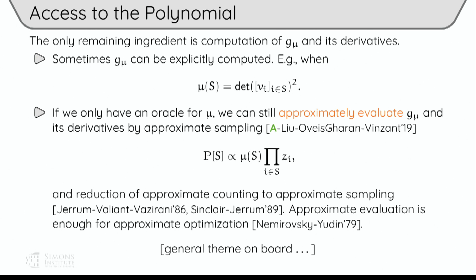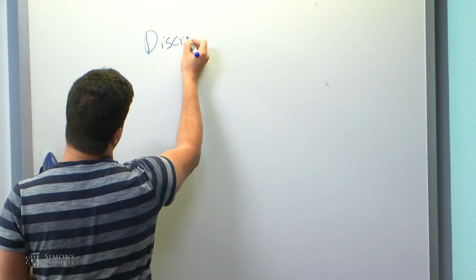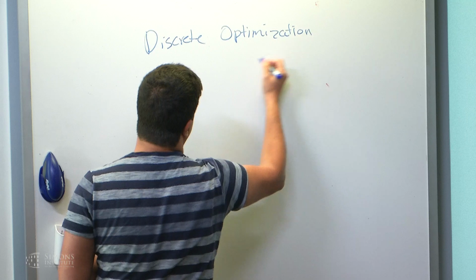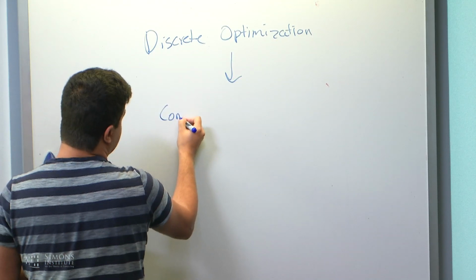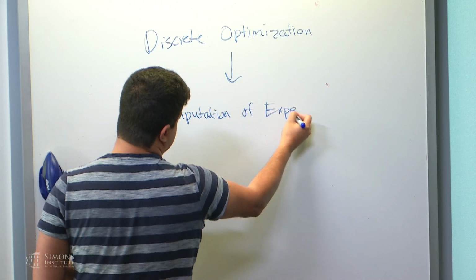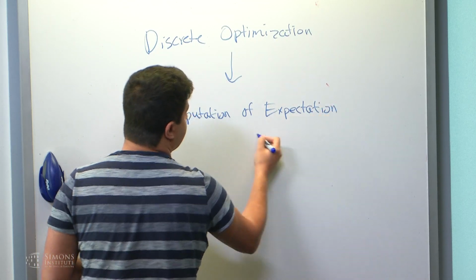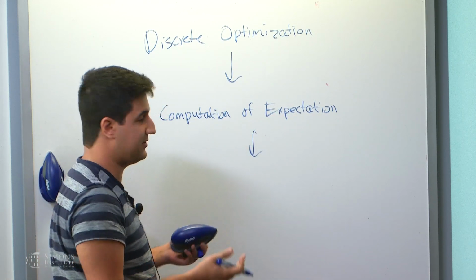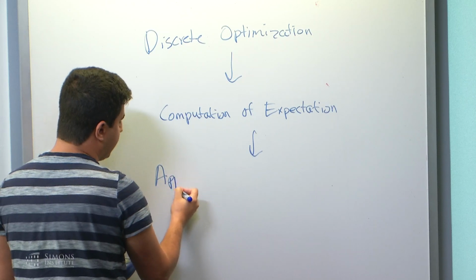But notice that what we did was we tried to basically solve a discrete optimization problem. And we reduced that basically to a counting problem, so basically computation of an expectation. And then we basically substituted this expectation with a surrogate, which was an approximate surrogate that was log-concave.